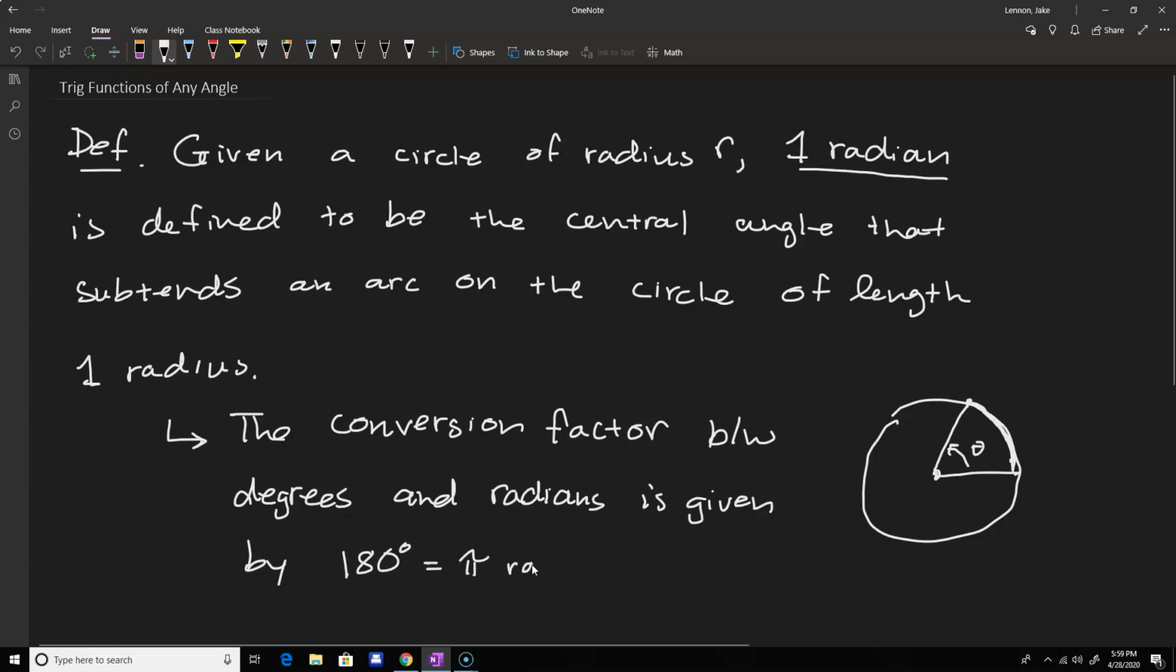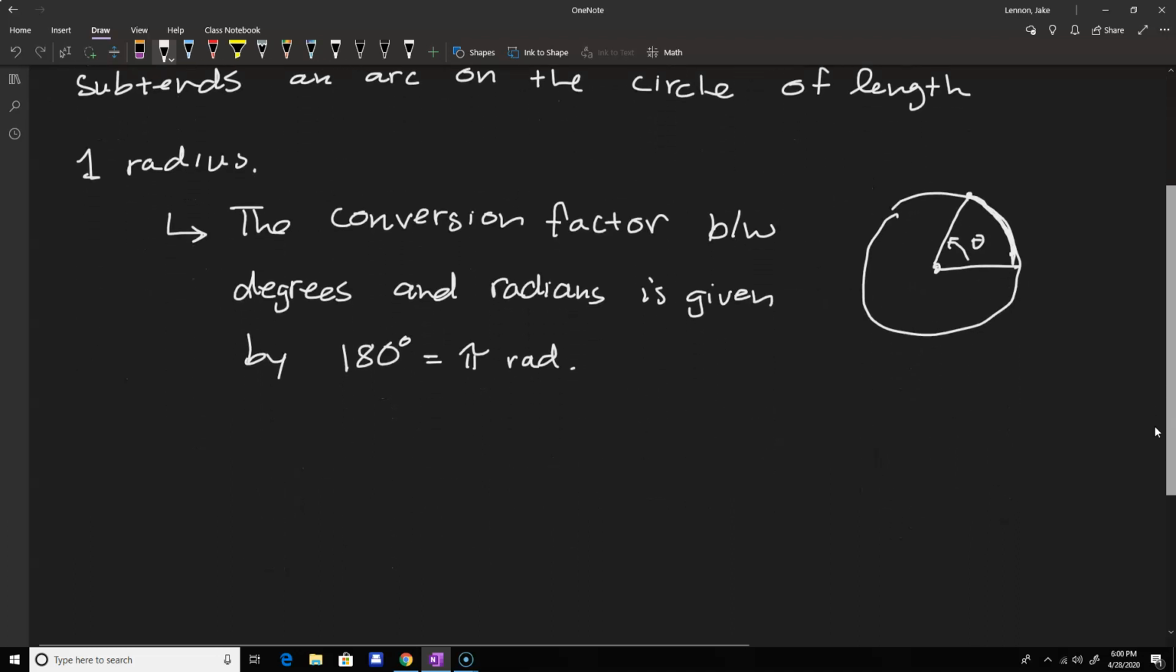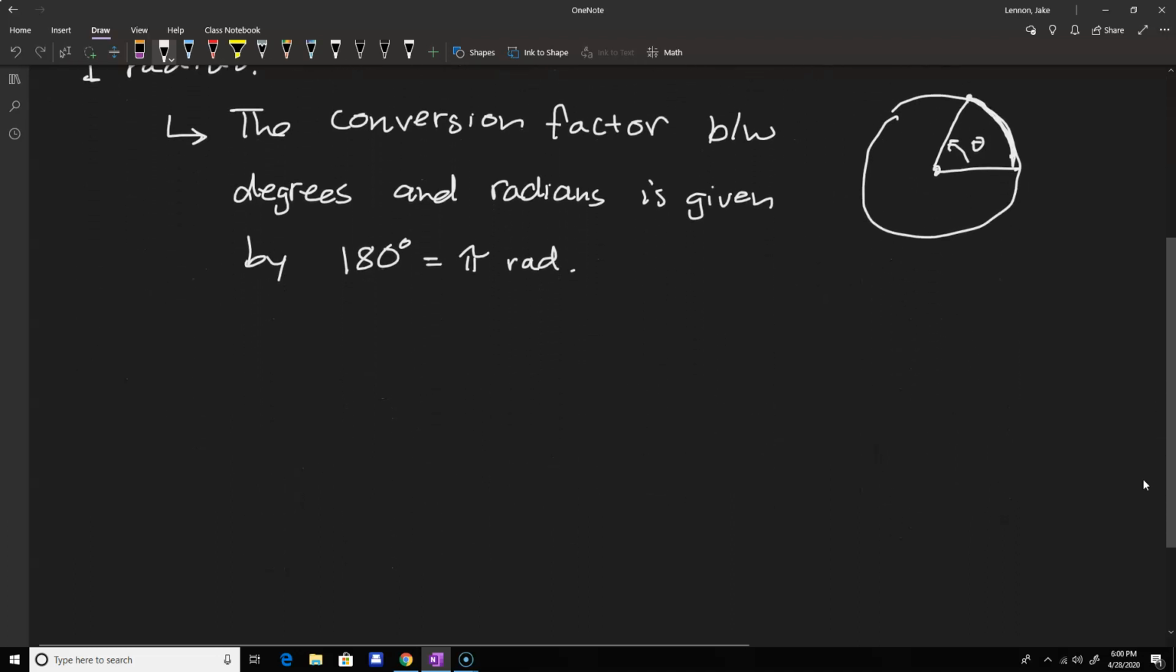So I'll use RAD here for the way to determine the unit radian. Oftentimes when the context is clear, that's not written. But since we're just introducing it, I'll try to write RAD anytime I mean radian rather than degree.